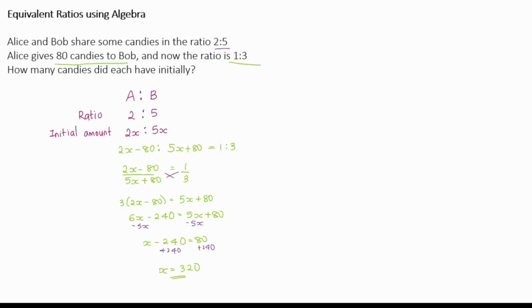So because the question is asking us how many candies did each initially have, the initial amounts were 2x and 5x, which means that Alice had 2x, which means 2 times our x, which is 320, and that gives us 640. Bob had 5x, which means 5 times x, which is 320, and that gives us 1,600. So now we have the initial amount of both candies that Alice and Bob had initially.